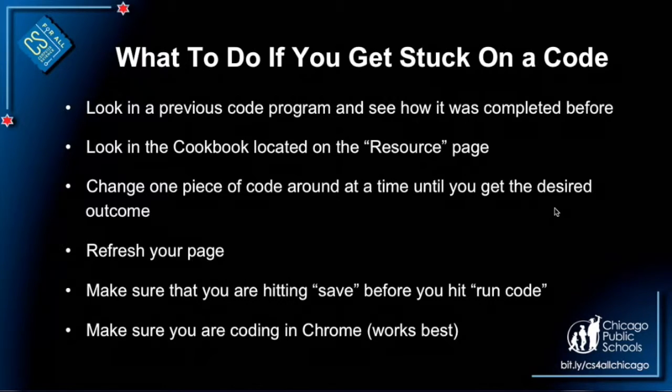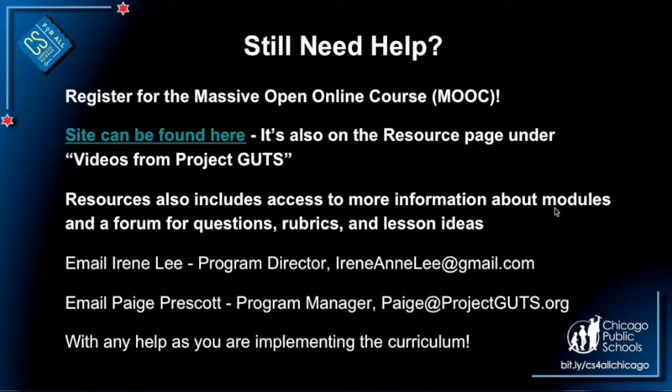So if you still need help, here's some different ways that we can go through, and these will be the best resources for you. You can register for the massive open online course. That's the MOOC page that I showed you. If you were there in either the fall or the winter, you should have already received access to that. But if you hadn't, you can go through and sign up for that. And like I said, it's also located on the resource page.